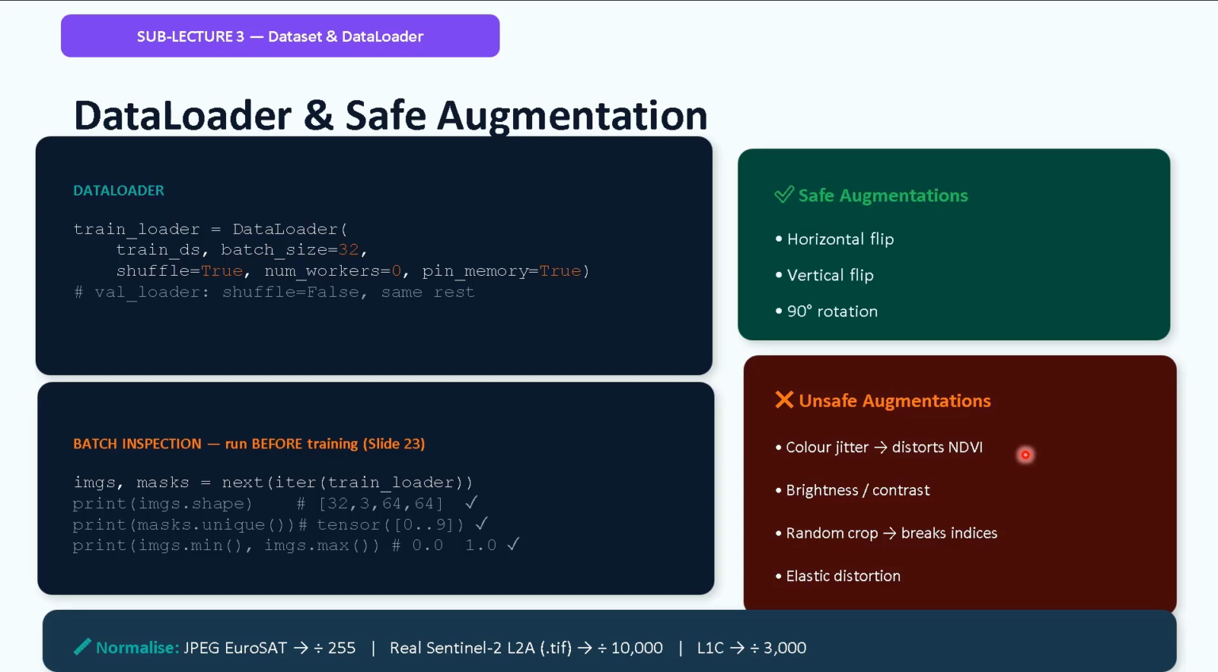Why unsafe? Because satellite images have a physical meaning. NDVI is near-IR minus red divided by near-IR plus red. If you randomly change the brightness or color values, you shift those band relationships. The NDVI becomes meaningless. You are teaching the model on physically incorrect data. Never do color jitter on satellite imagery, ever.